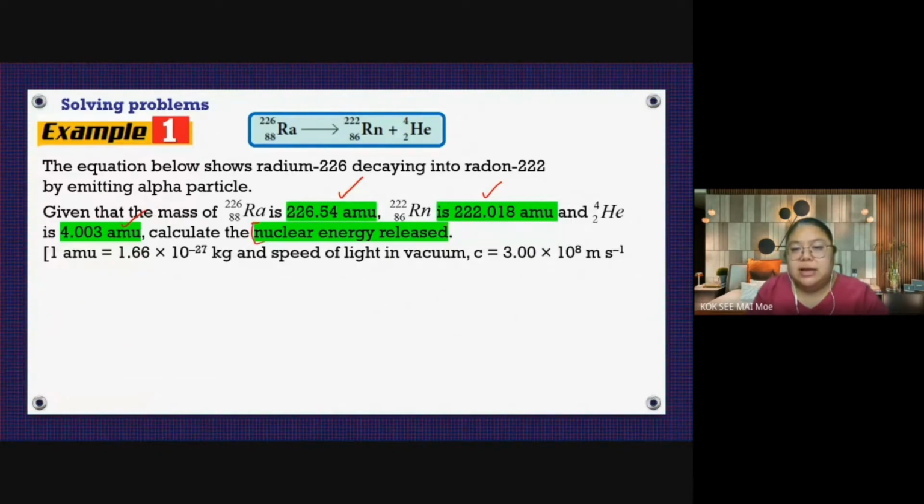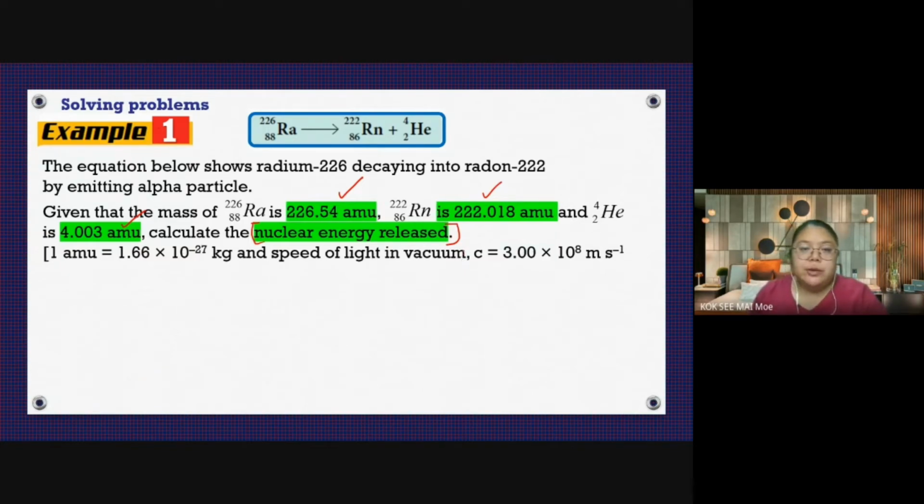The question never calls it mass defect, so you need to find it by yourself. In the end, they only need energy, so you need to do the mass defect first. After you do the mass defect, I suggest you don't change to kilograms first. Do the AMU first. Once you get the final answer in AMU, then you change to kg. After that, you apply E equals mc squared.